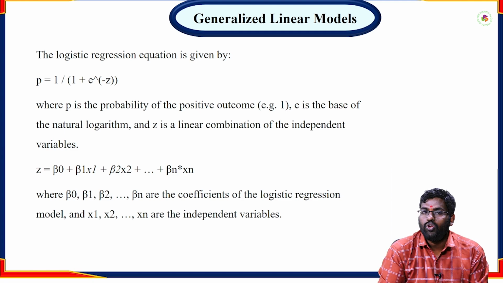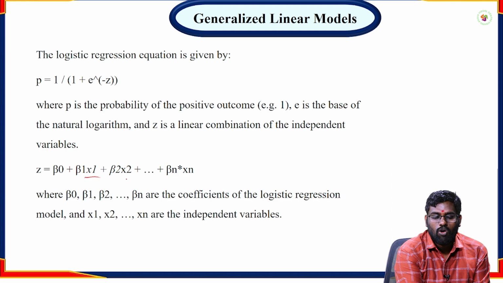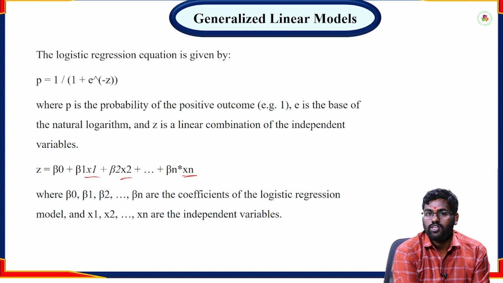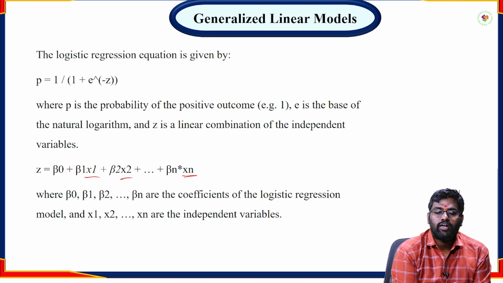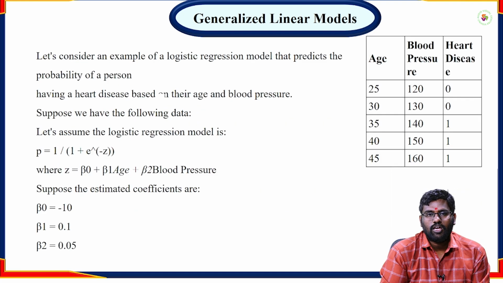That means it has one independent variable or a larger number of independent variables. So x1, x2 and so on are all independent variables. Whenever we change the values of x1, x2 and so on up to xn, the Z value will increase continuously. Based on that, we implement this logistic regression. Now see, let us take one example here.